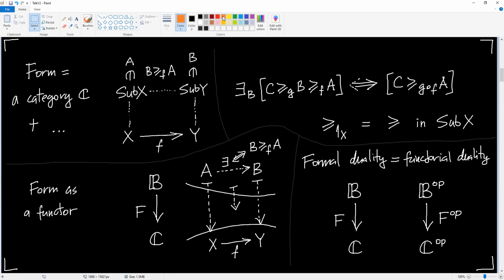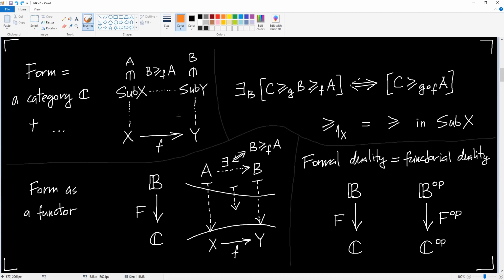So what we have is that for each object X, we have an abstract poset called Sub X, whose elements we think of as subobjects of the object X. And then for every morphism F between objects, we have a relation between the subobject posets written this way. And so we read it as B is bigger or equal to A along F. It's basically saying that the image of A under F is contained in B. So that's what it will be in the usual examples of forms.